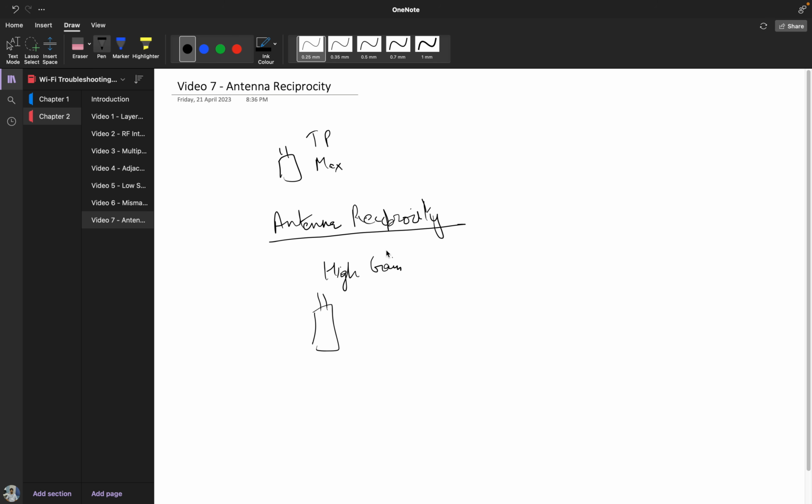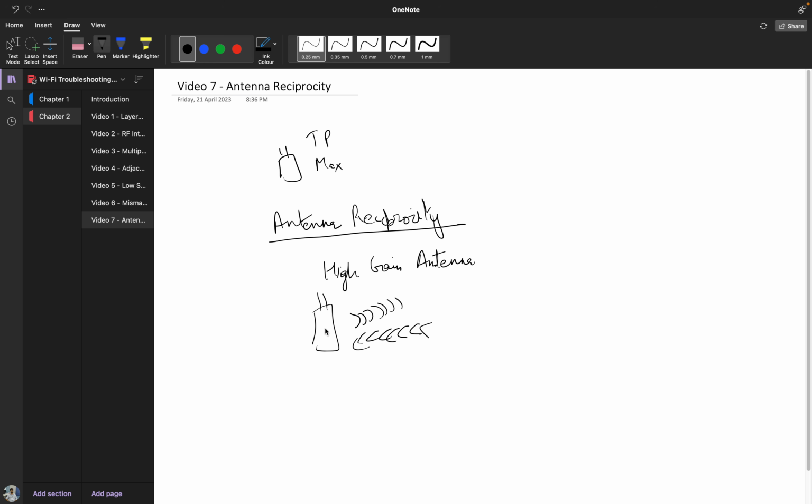usually people think the high gain antenna is just used to amplify the transmitted signal, which is not the case. Antenna reciprocity is a concept which says that the transmitted signal is going to be amplified from the AP for sure, but even the received signal is amplified by the antenna.